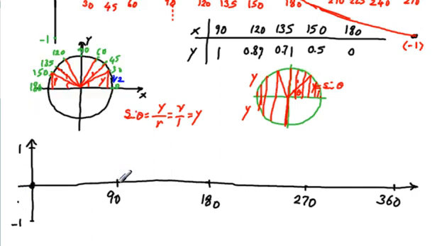At 0, I have 0. At 90, what do I have? 1. At 180, what did I have? 0. At 270, -1. At 360, I'm marching back to where I started, and my heights are shrinking back to 0. So they are negative and coming back towards 0.